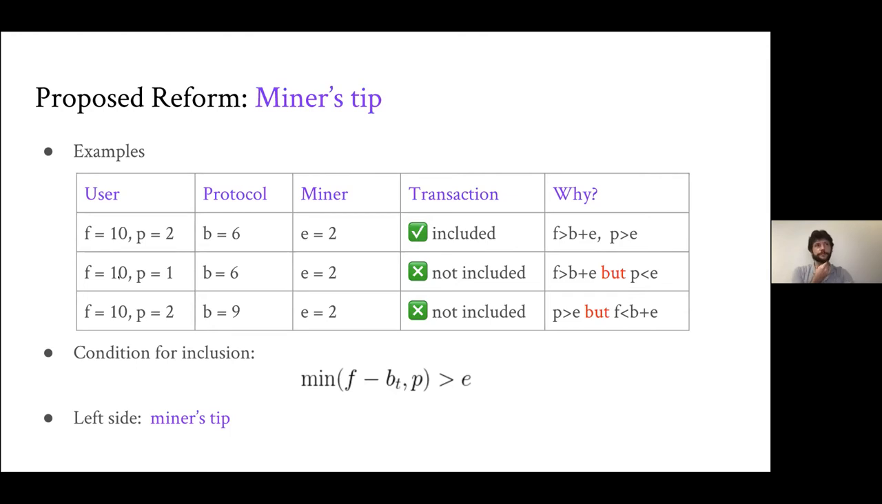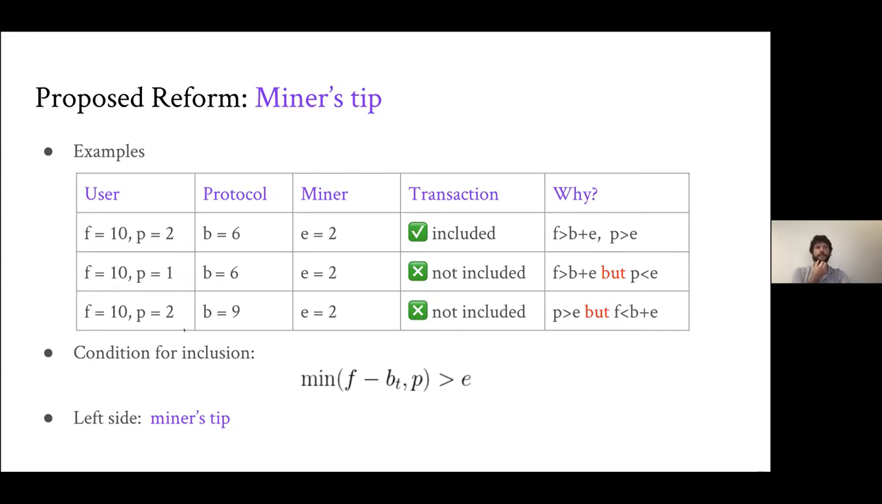Here, the fee cap is 10, but my premium is only 1. So I'm putting a very, very low maximum tip to the miner. In this case, my transaction is not going to be included because I'm not willing to pay the miner enough to cover the miner's operational cost.